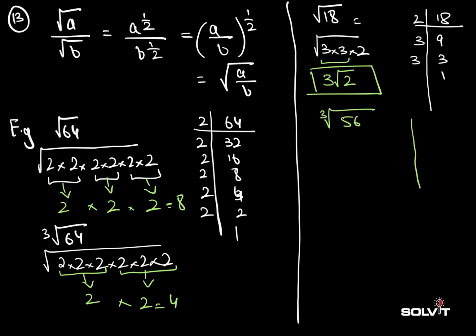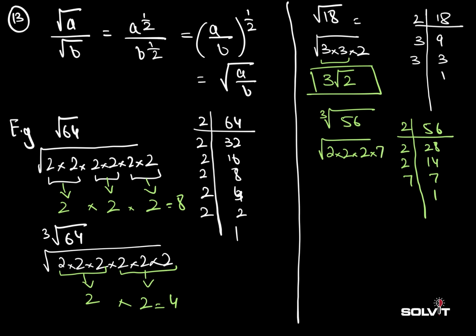So in the case of this, all of us know that the cube root of 56 is not a perfect integer, because 56 is not a cube of any number. So to take the cube root of 56, what will we do? We will do its prime factorization: 2 into 28, 2 into 14, 2 into 7, and 7 into 1. So that means this is going to become 2 into 2 into 2 into 7.